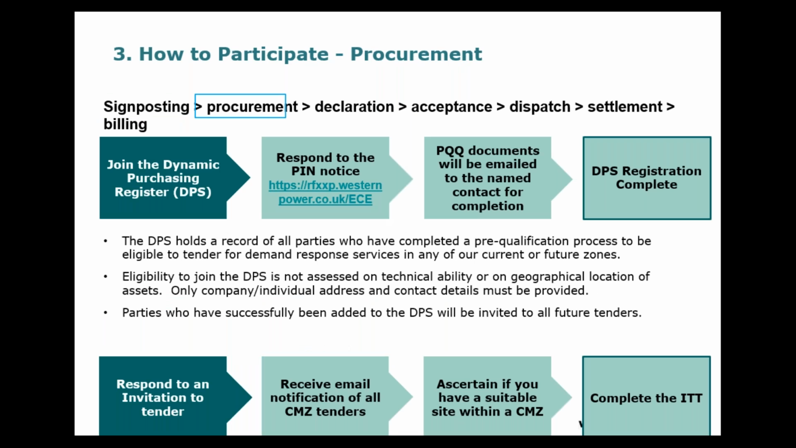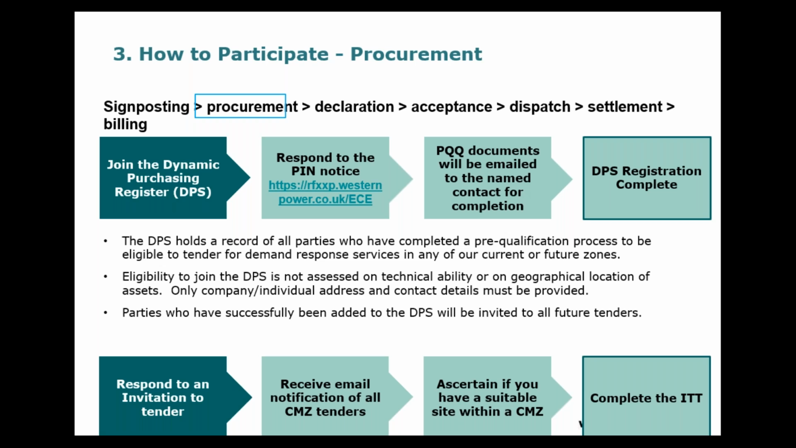If you are within a zone and you want to take it to the next stage, the next step is to register your interest with us. And to do that, you would need to join our dynamic purchasing register. So this is where we hold information on all potential participants that have pre-qualified with us and are eligible to provide service and enter into a tender with us. So the link is there. You just respond to that PIN notice.